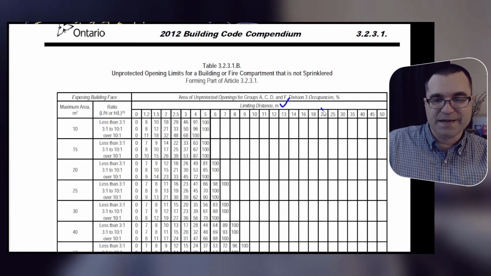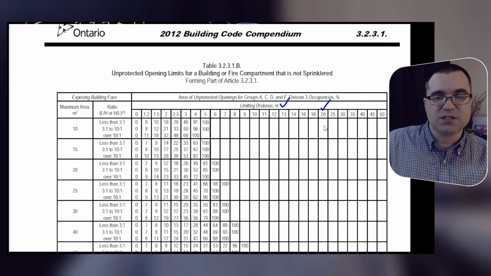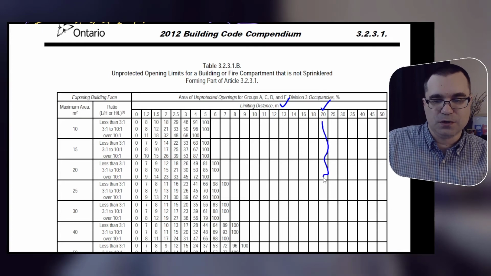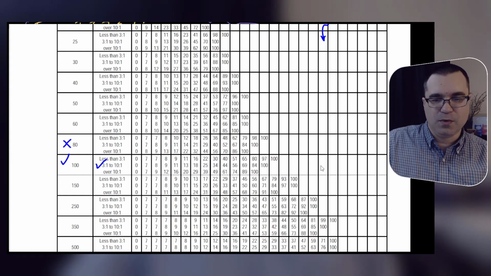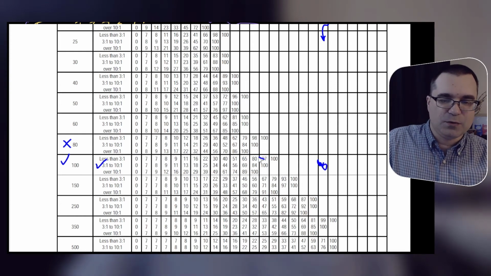And we're lucky enough that there is an actual column that is 20. So we're going down this column right here. Okay, if we go down this column, what happens? There is nothing here. What's happening here? Well, that just means that we've gone above 100.